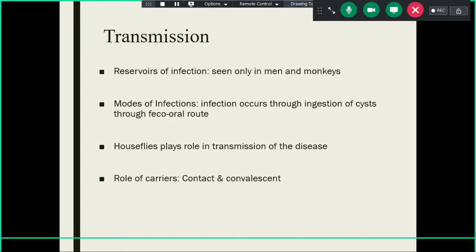And there are carriers also, I hope you know the definition of carrier. Carriers are those who don't have the clinical signs and symptoms of the disease but carry the organism, right? Convalescent carriers are those patients who are completely treated for Entamoeba histolytica. Clinically they are free of signs and symptoms of amoebiasis, but still they have amoeba in their gut.